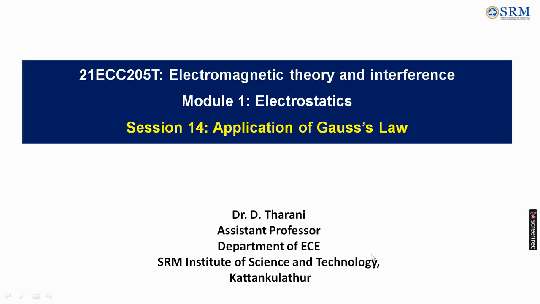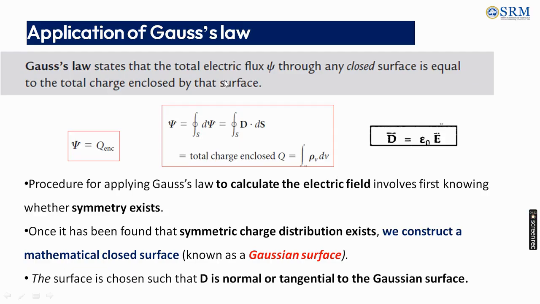So now let us recollect what Gauss's law is. Gauss's law states that the total flux through a closed surface is equal to the total charge enclosed by that surface, and this is a detailed relation between the flux and the total charge, where the electric flux density also comes into the picture. We already know that using Coulomb's law we have computed the electric field intensity.